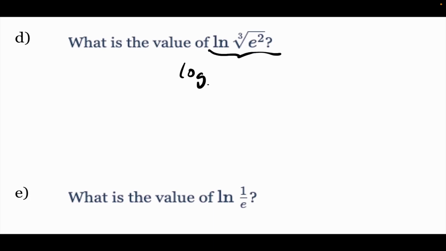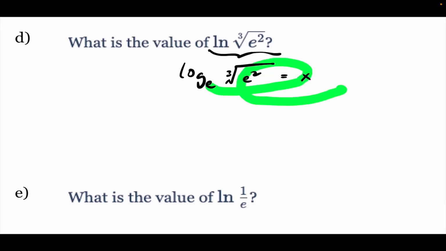So this one, I'm going to change it. Everything else stays the same. So log with a base of e, and then it's the 3rd root of e squared. And I have to figure out what that is equal to. So I'm still finding the exponent part. Loop. e to the x power equals the 3rd root of e squared.